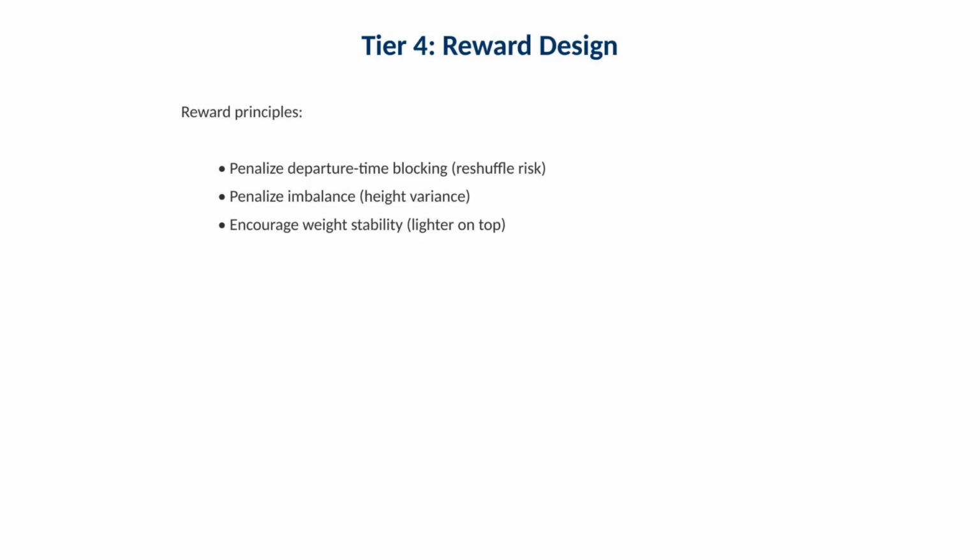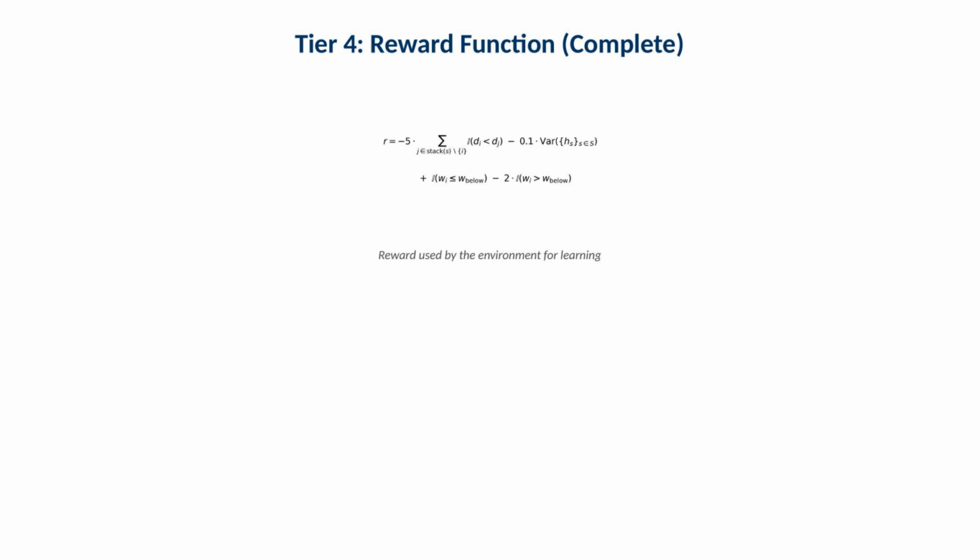Reward design is crucial. We penalize reshuffles and also penalize unsafe or unstable stacking patterns, while rewarding efficient use of space. If reward is poorly designed, the agent may learn unintended behavior like packing space efficiently while creating severe long-term blocking. The reward function combines multiple terms. There is a negative term for reshuffles, negative terms for height imbalance or unsafe patterns, and a positive term for efficiency. This structure forces the agent to treat reshuffles as a primary cost rather than an afterthought.